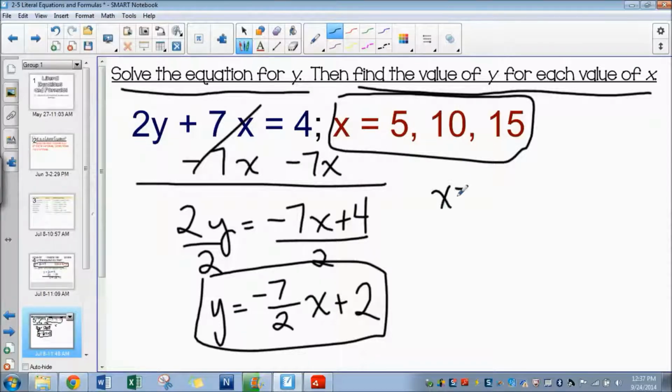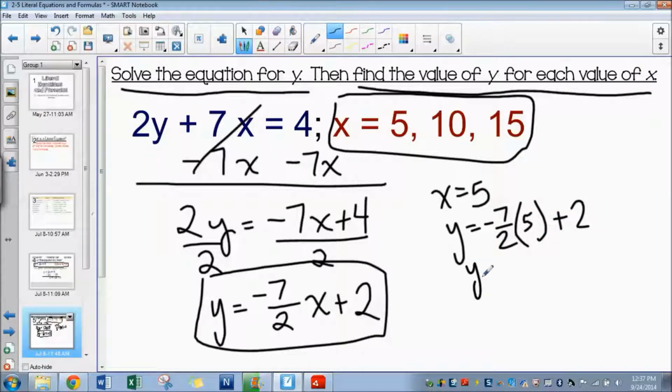When x equals 5, I substitute that in. y equals negative 7 over 2 times 5 plus 2. So we're going to multiply first. To multiply this here, I can think of that as 5 over 1, or I like to just go ahead and multiply 7 times 5 is 35, and then I have 35 over 2. That does not simplify, so it's 35 over 2, and it's negative because it's a negative 7 over 2 times positive 5. So I have negative, whoopsie daisy.